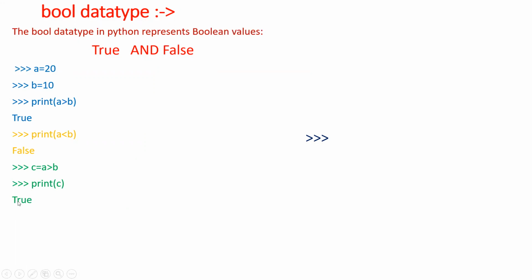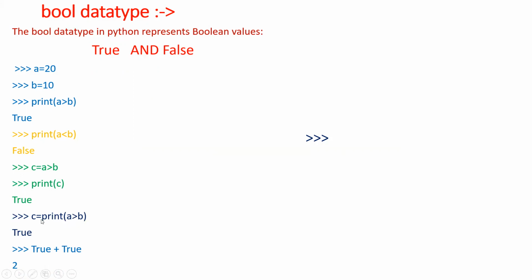Got my point? So you can also store the returned value of such expressions, a greater than b, a less than b, etc., and then print that variable's contents. Still you will get True. Now observe here again, c equals print a greater than b. I'm storing the contents. In case of a greater than b, 20 is greater than 10, yes, it is True, so it is returning True.